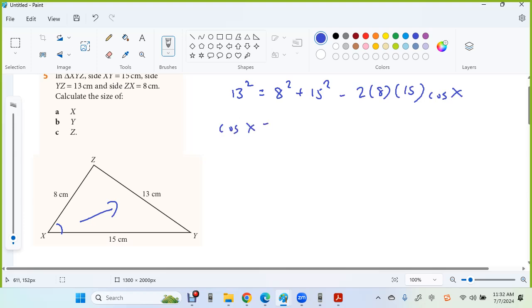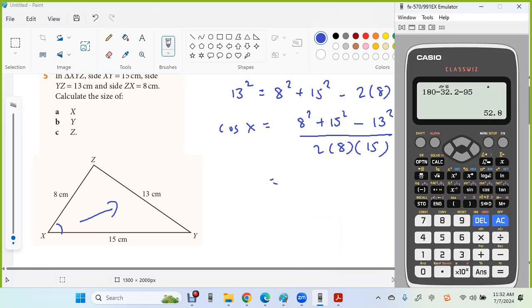So cos X will be 8 squared plus 15 squared minus the 13 squared, divided by 2 times 8 times 15. So we will have 8 squared plus 15 squared minus 13 squared, divided by 2 times 8 times 15. This one is the 13 squared.